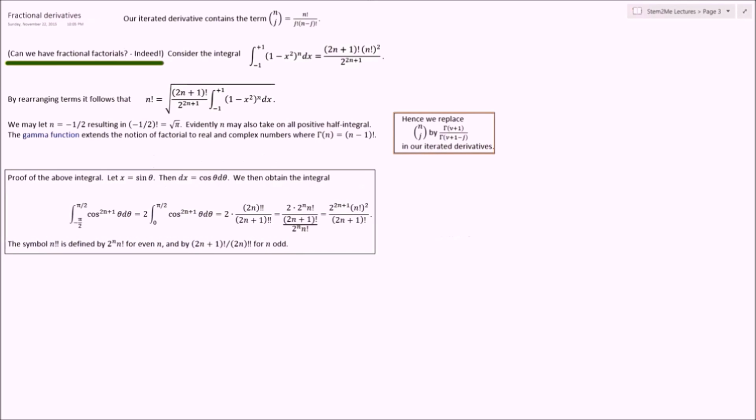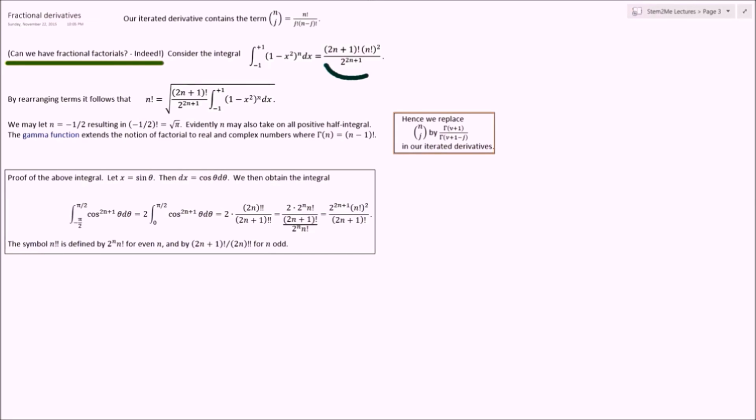The question to ask is, can we have fractional factorials? And the answer is indeed we can. If you consider this integral right here, we have a way to access n factorial. Solving for n factorial, we obtain that. And if you look at this, when n is 1/2, 2n times 1/2 plus 1 is an integer. In fact, anytime n is half integral, that quantity is an integer. And the same applies for the exponent of 2.